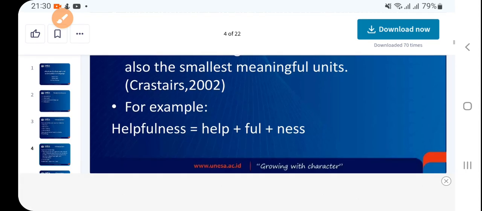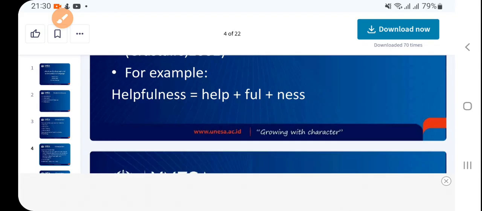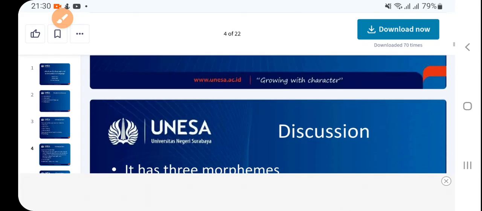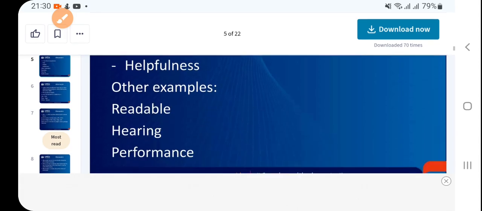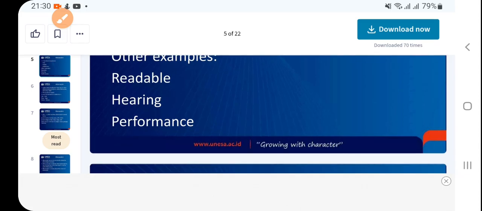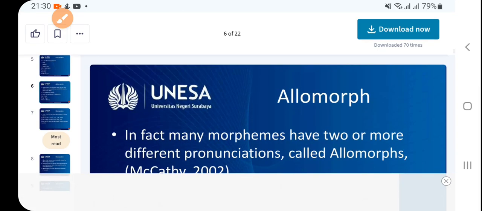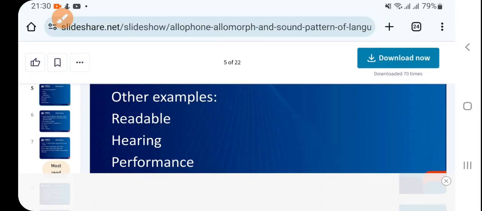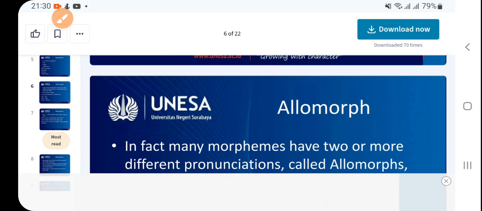For example, helpfulness. Help is a root word, full is a suffix, ness is a suffix, right? Now it has three morphemes: help, full and ness. Then readable, hearing, performance. These are the examples. Readable is read plus able, hearing is hear plus ing, perform plus ance. These have two morphemes.